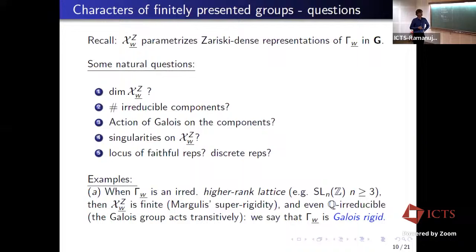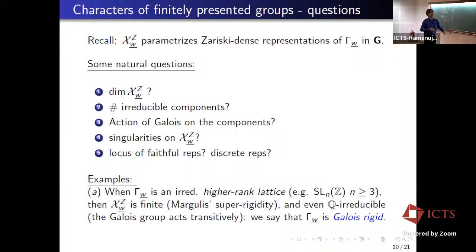Okay, so now the natural questions are the following. So I have this character variety, or the Zariski-dense part of it. I want to understand the dimension of this variety. I want to understand the number of irreducible components. I want to understand the Galois action, because the Galois group acts on this character variety, because it's defined over Z, right? If your group G is a Z-scheme, these relators are defined over Z, so you have a Z-scheme. So you have an action of the Galois group on the components that permutes the components of the character varieties.